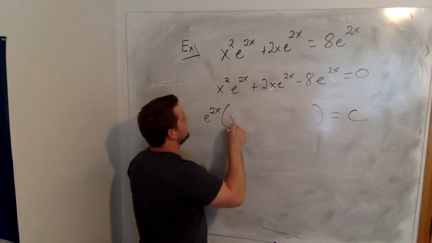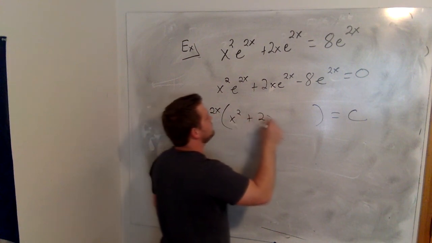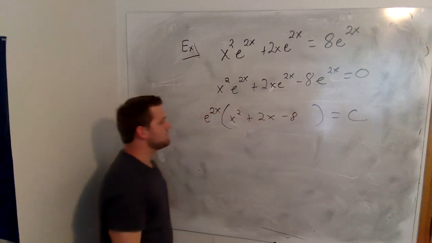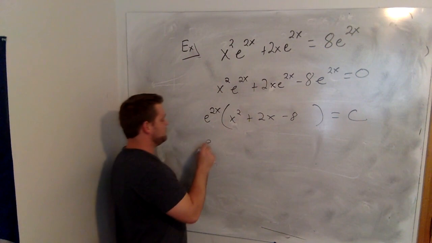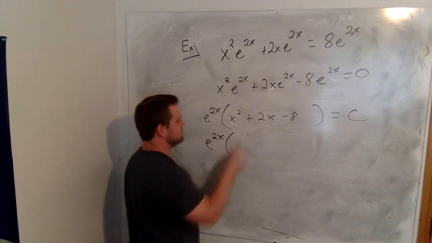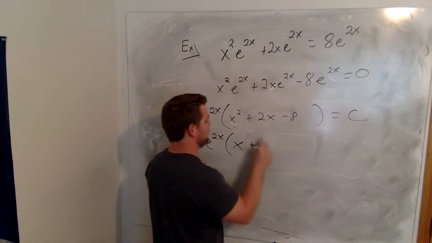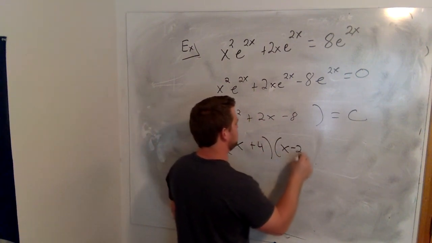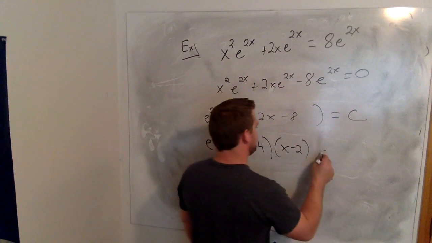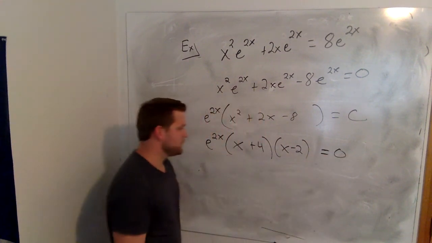So we'll be left with what? An x squared plus a 2x minus 8. We can try and factor this. We get e to the 2x. What will this factor to? I think an x plus 4 and an x minus 2 will be equal to 0.